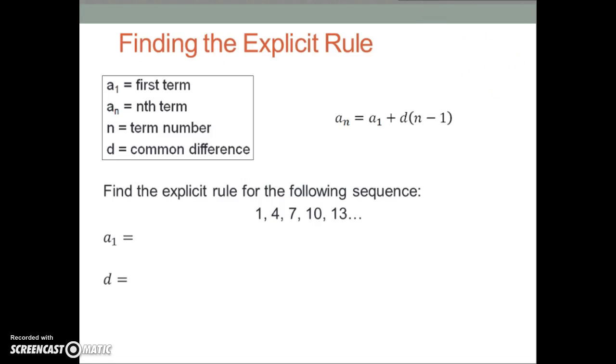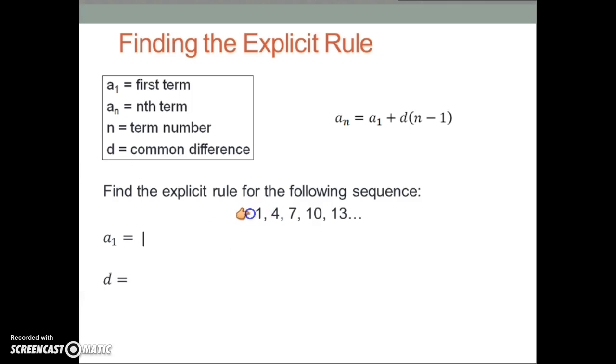So we can think of the explicit rule for a sequence like finding the function equation that we would use to find any value in that sequence. So in this example, we're given the sequence 1, 4, 7, 10, and 13. To start off, we need to identify the first term, so a sub 1, and figure out what the common difference is, or d. So looking at this sequence, I can see that my first term in this sequence is 1. So a sub 1 is 1.